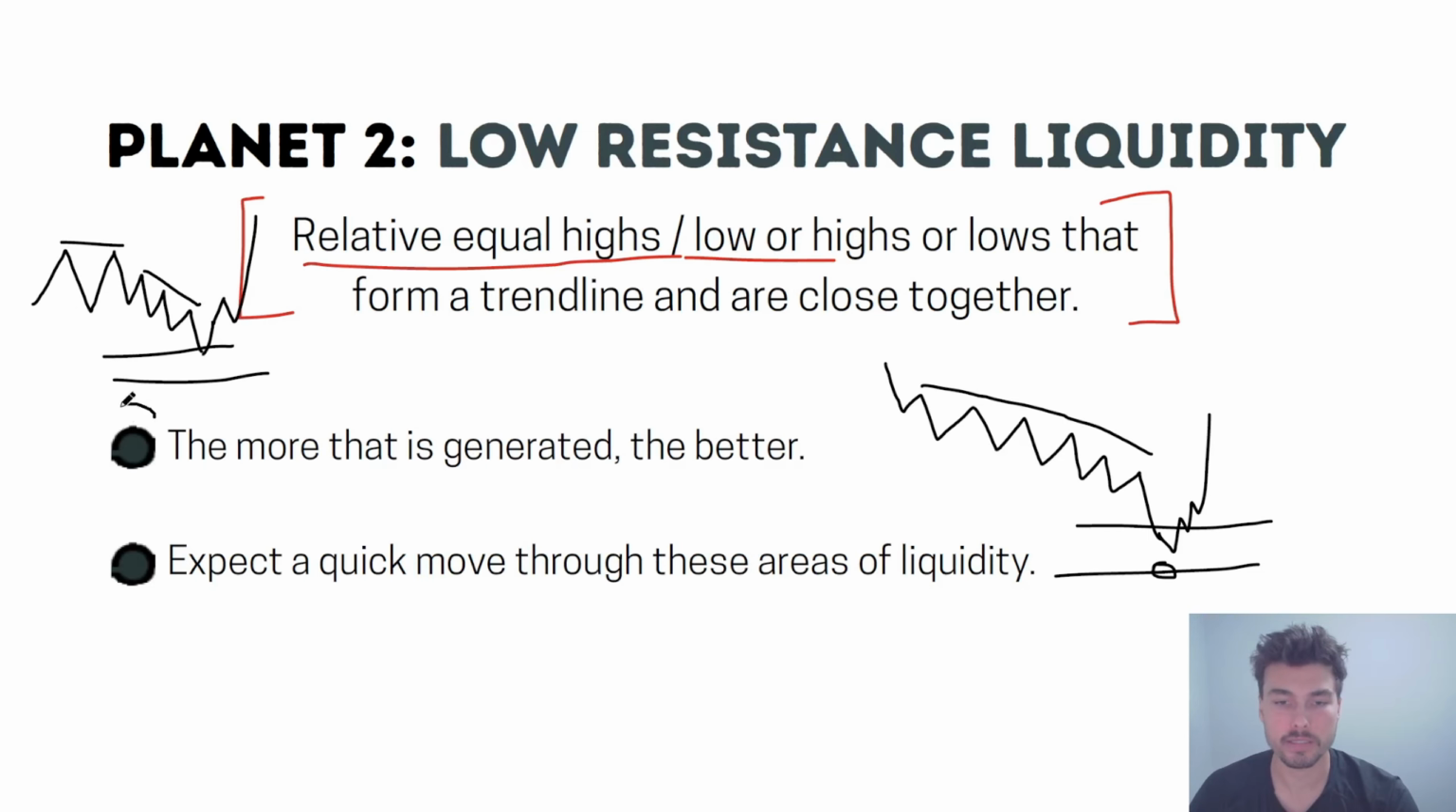Now, onto these dot points. Dot point number 1, planet 2. The more that is generated, the better. So if we generate this low resistance for 5 hours, it's much better than generating it for 20, 30 minutes. However, time is fractal, price is fractal. So if we see price do this over a long period of time, I'm expecting a move up that's very quick. If I see price do this and then tap into a PDRA, I'm expecting price to move quick to these highs. So whatever highs or lows are low resistance, those are the liquidity points that I expect. As I say here, I expect a quick move through these points.